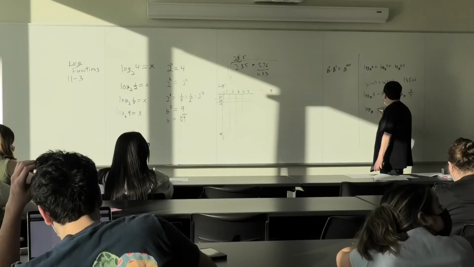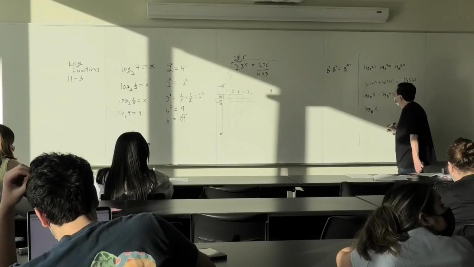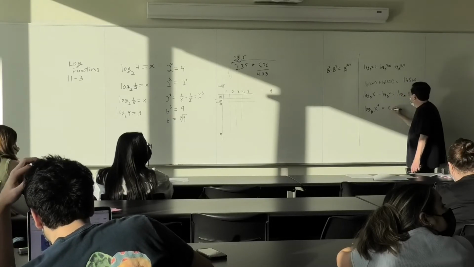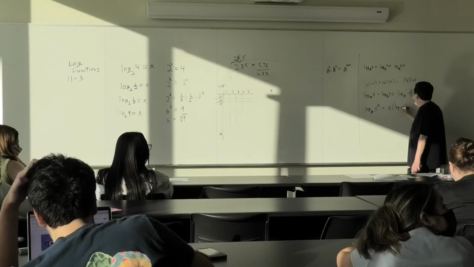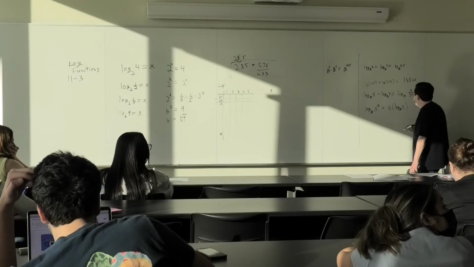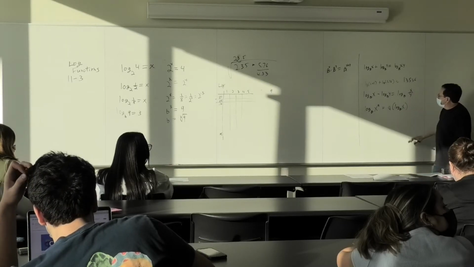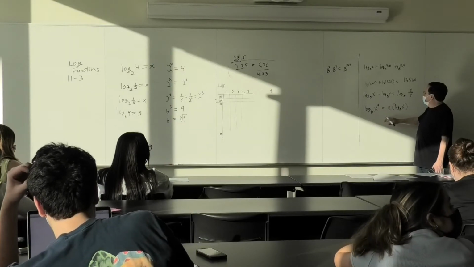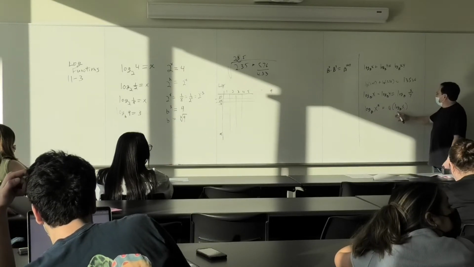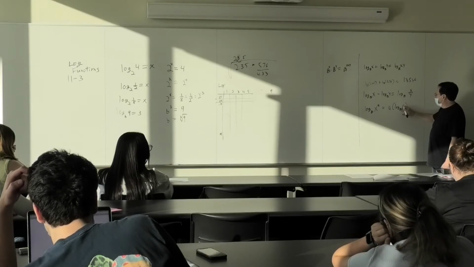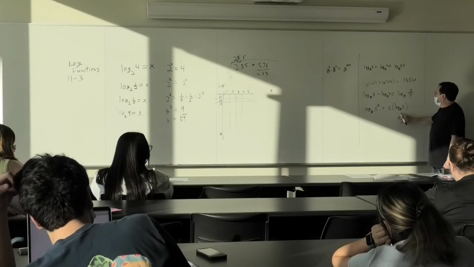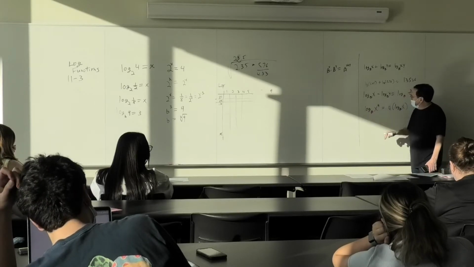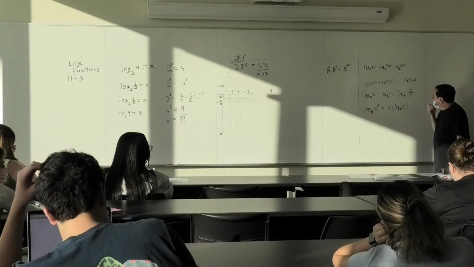Log to the base b of x to the a is just a times the log to the base b of x. So if I try to find x to the a, I find the log of x, and I multiply it by a. Now I still have a log at that point. I have to go backwards to get my answer.